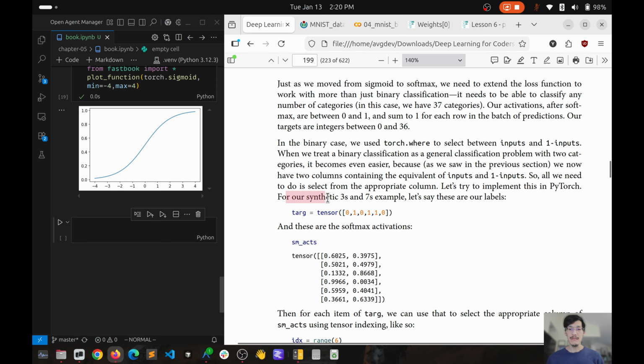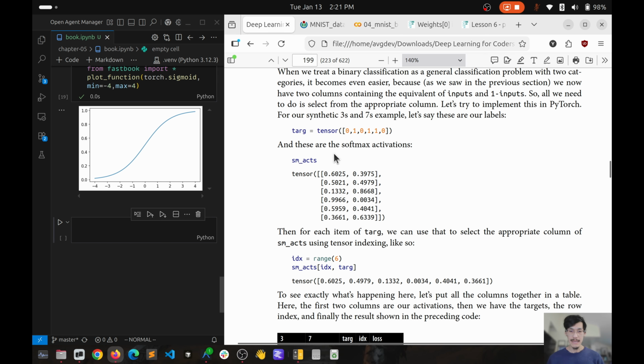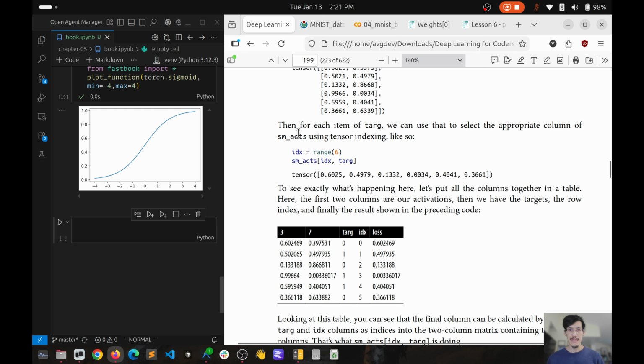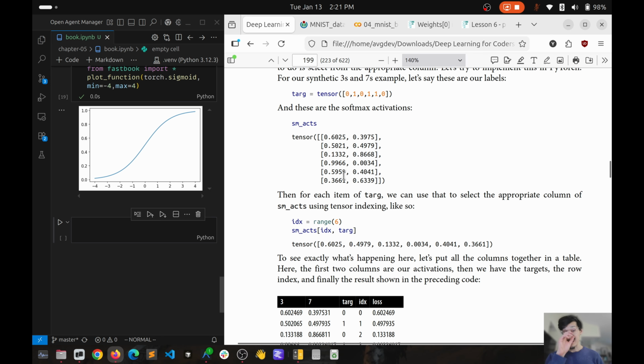For our synthetic 3s and 7s example, let's say these are our labels. Okay, so softmax activations after we had the tensors. Okay, so for each item in targ, we can use that to select the appropriate column of SM softmax activations using tensor indexing like so. Okay, so range of 6. So take every index 0, 1, 2, 3, whatever.